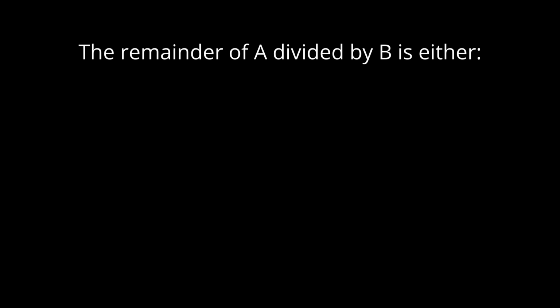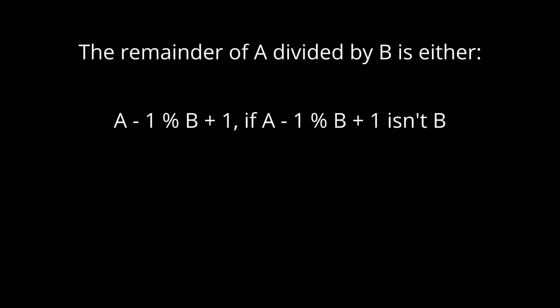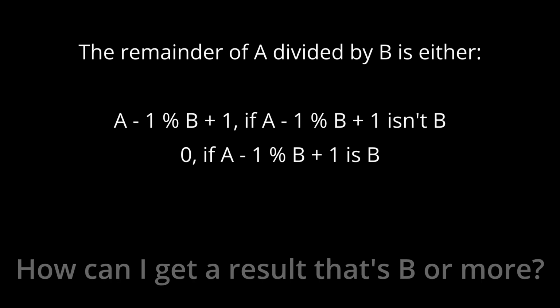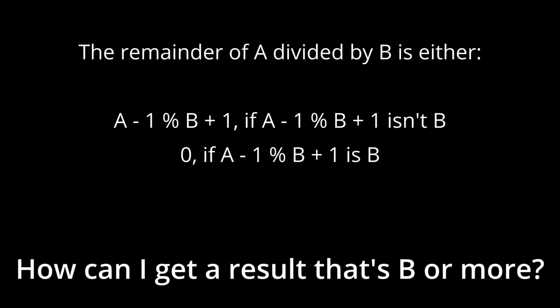Based on my definition, the remainder of a divided by b is always going to be either the number after the remainder of a minus 1 divided by b, or 0, if the remainder of a minus 1 divided by b was the number before b. So what would have to happen for the remainder of a divided by b to not be less than b?